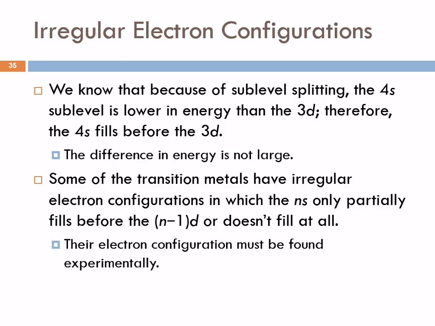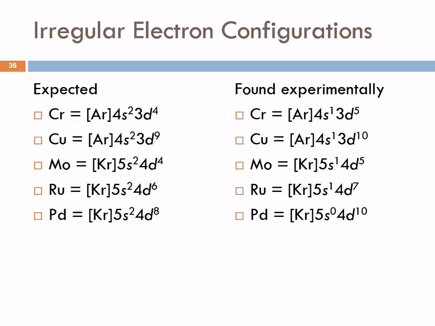This happens in the transition metals, and we've seen before the transition metals are much less predictable than the main group elements. So sometimes we have situations where the S level in a particular period only partially fills before that D level, or it doesn't fill at all. And this is not something that you can really predict from the periodic table. It's something that is determined experimentally, and then we try to remember. So these are some of the irregular configurations.